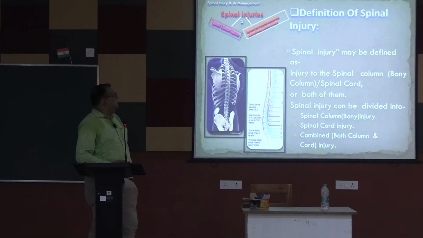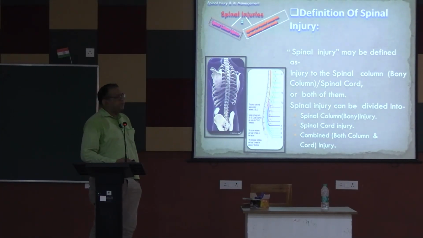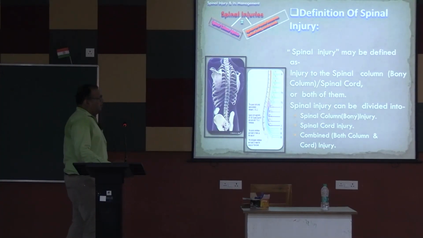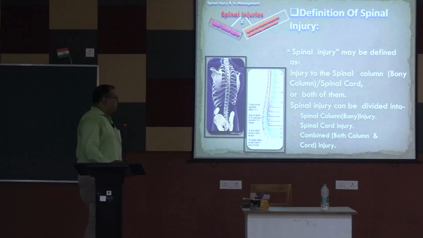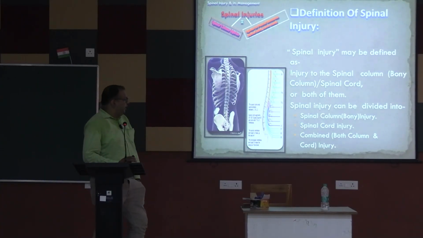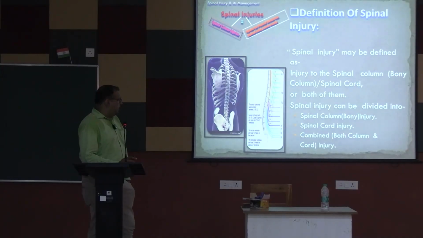Next, what is a spinal injury, right? The spinal injury may be defined as an injury to the spinal column. The spinal column has many parts. One is the bony column, or it may be injury to the spinal cord itself, right? So the spinal injury can be divided into spinal column injury or bony injury and spinal cord injury, or both, like spinal bony column as well as spinal cord injury.